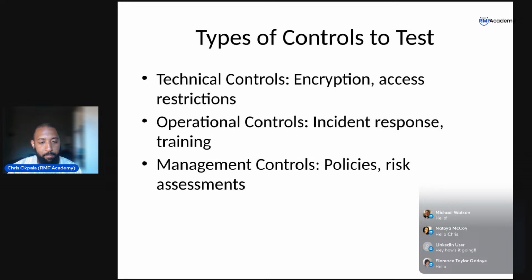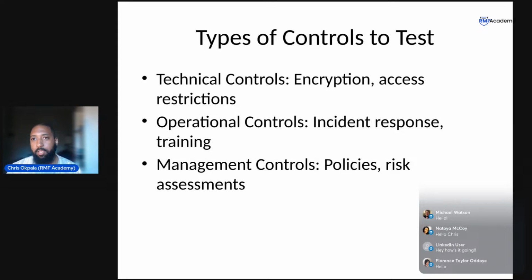On to the next slide. So the types of controls to test, you got technical controls. It could be encryption, access control policy. It can be operational controls, just making sure there's certain operations in place, making sure there's access control policy, making sure you know how privileged users are getting access to certain systems, things like that.